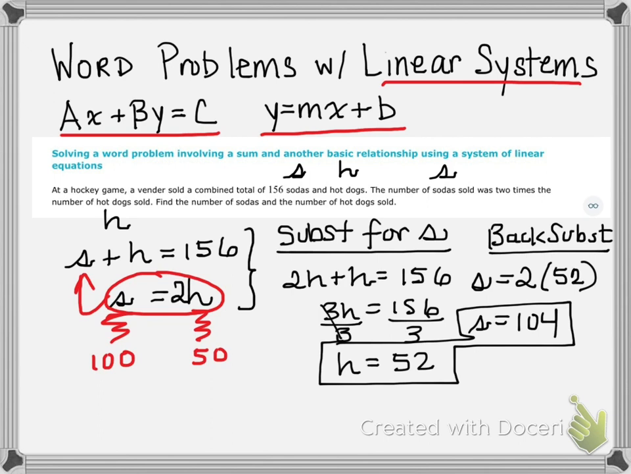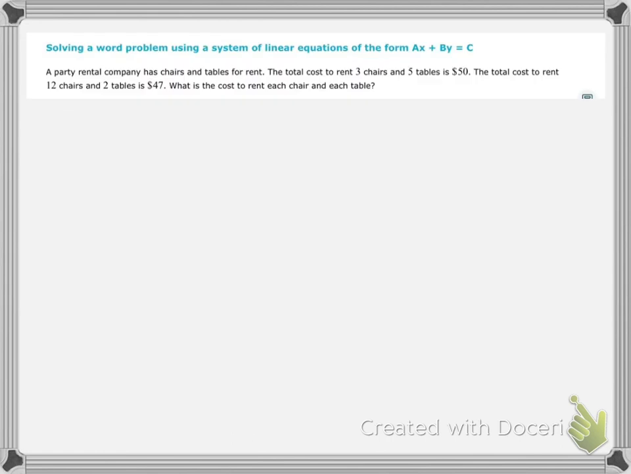Okay, so there's one. Let's take a look at another one here. A party company has chairs and tables for rent. The total cost to rent 3 chairs and 2 tables. So again, I'm identifying my variables, chairs and tables.